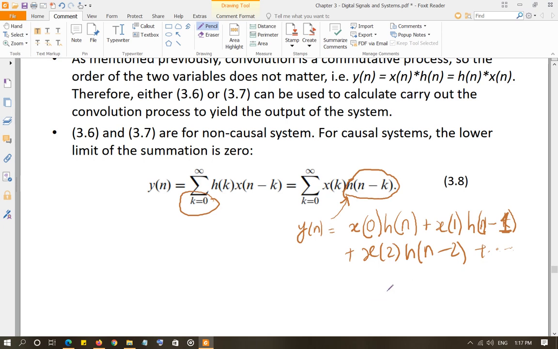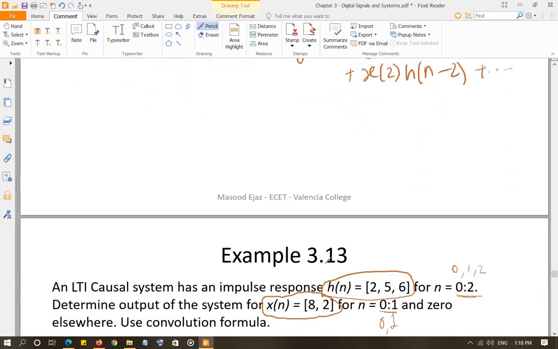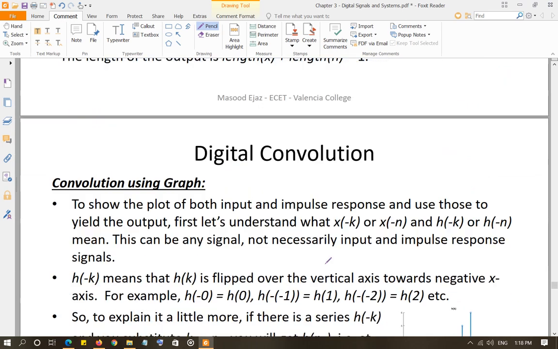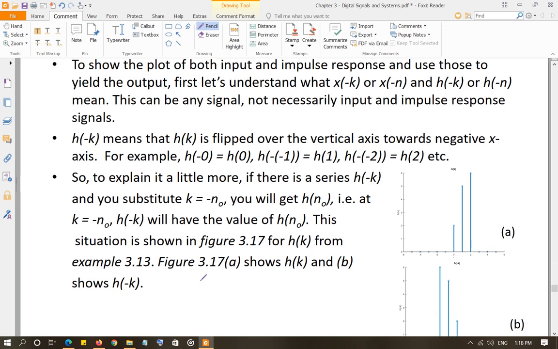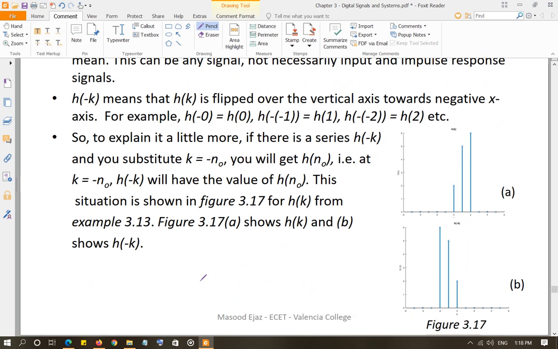Alright, so what I'm explaining in this topic is exactly that. First we will start with what h of negative k is. h of negative k is basically when you have h of k or h of n, you go ahead and flip that about the y-axis.